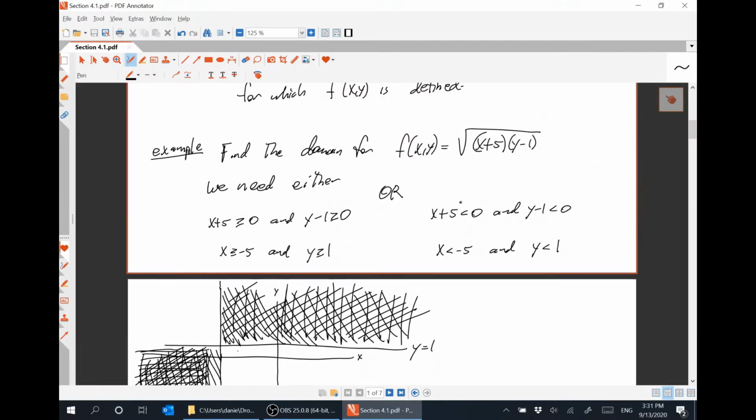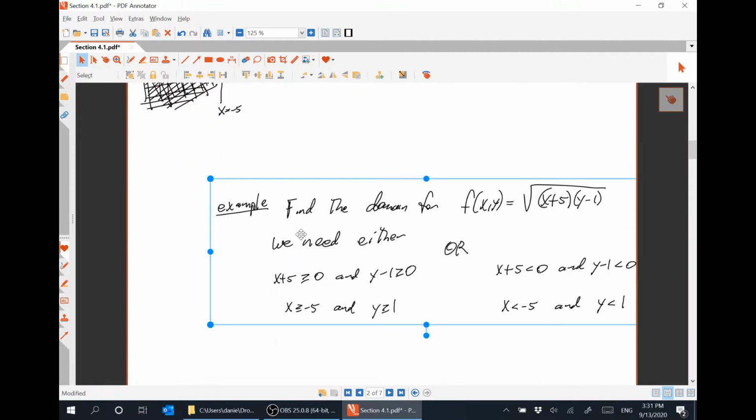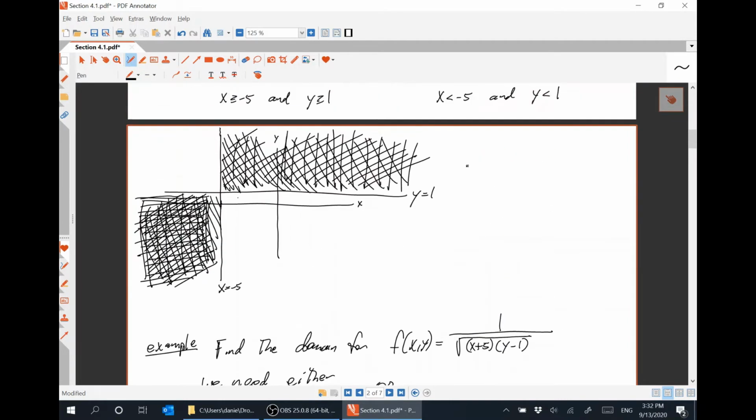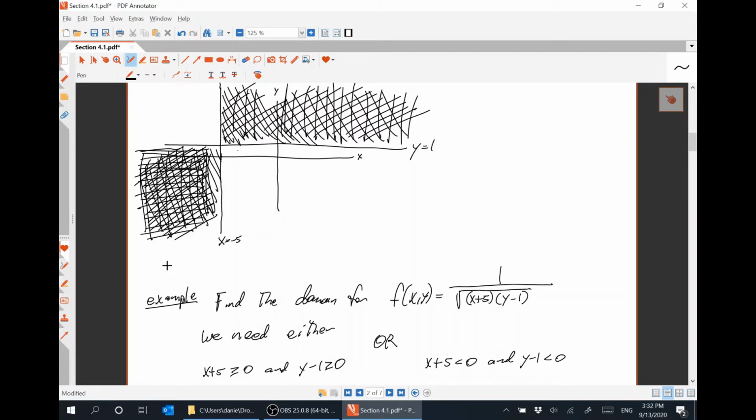All right, so similar to this, find the domain for the function 1 over the square root of (x plus 5)(y minus 1). What's the difference between the domain for this two-variable function and the domain for the original one? The only difference is that you can't have either x plus 5 or y minus 1 equal to 0, because you can't divide by 0.